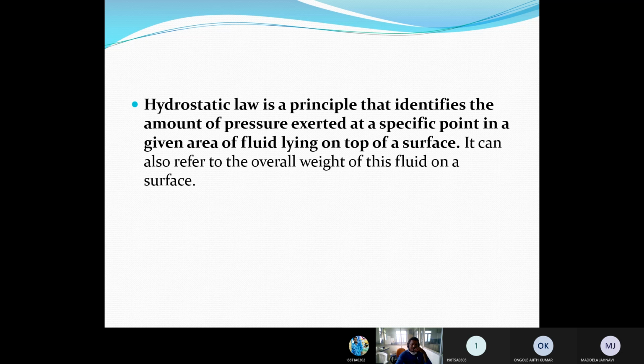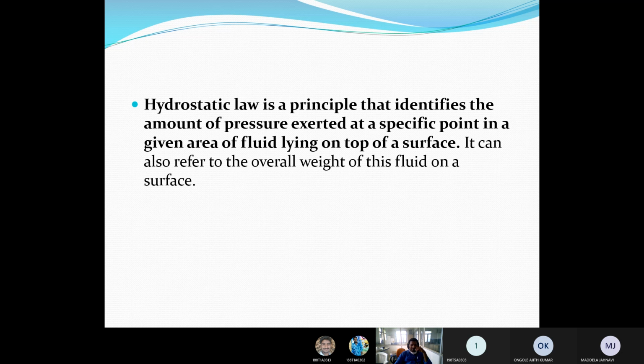Hydrostatic law is a principle that identifies the amount of pressure exerted at a specific point in a given area of liquid or fluid lying on top of a surface. As the height is increasing, the rate of pressure change is also increasing. Understand? And that increase in pressure is equal to the specific weight. For example, dou P by dou Z is the rate of change of pressure, and W is its specific weight. From hydrostatic law, we can say that dou P by dou Z is equal to the specific weight W.